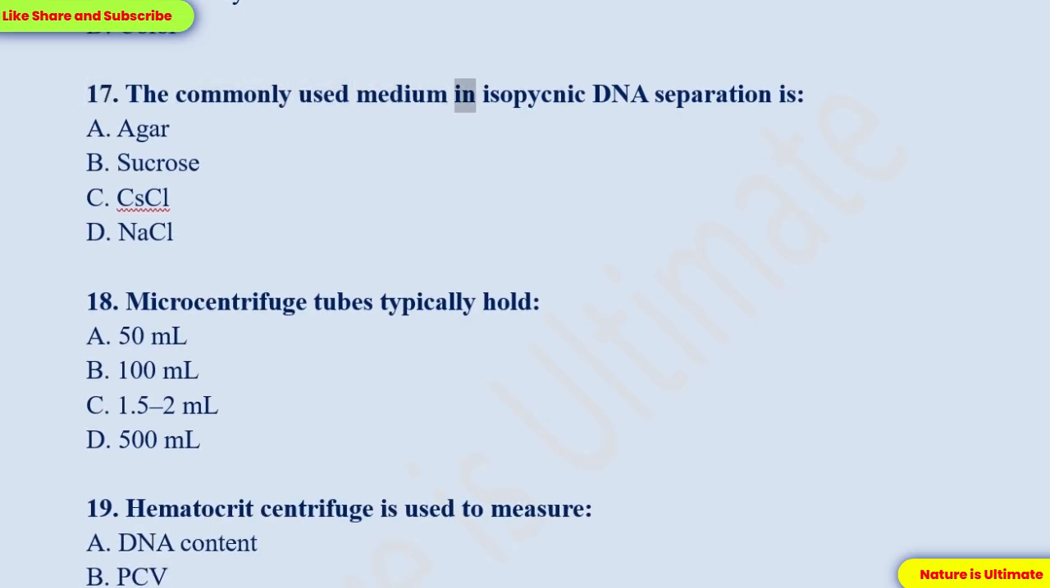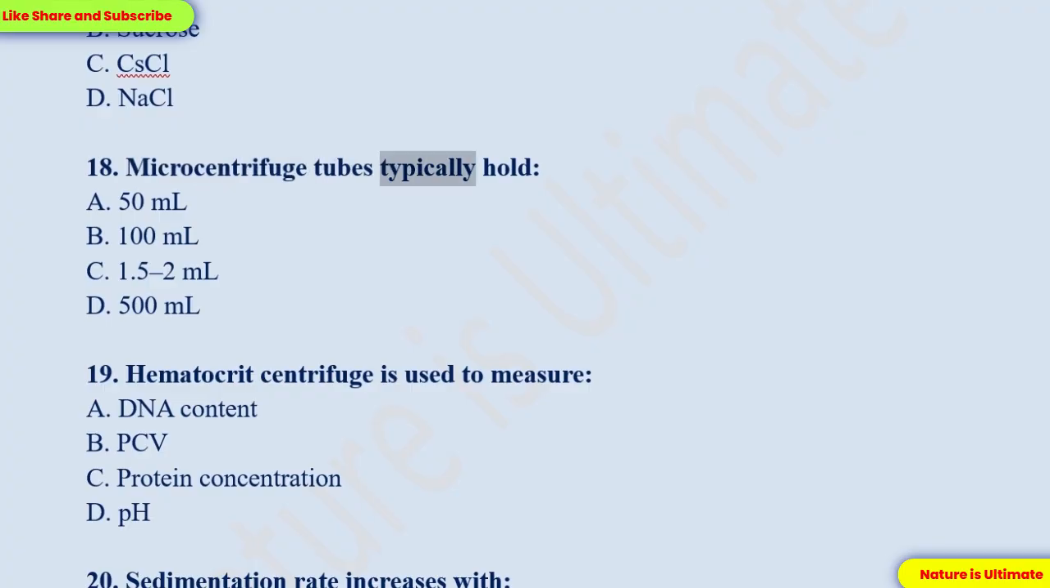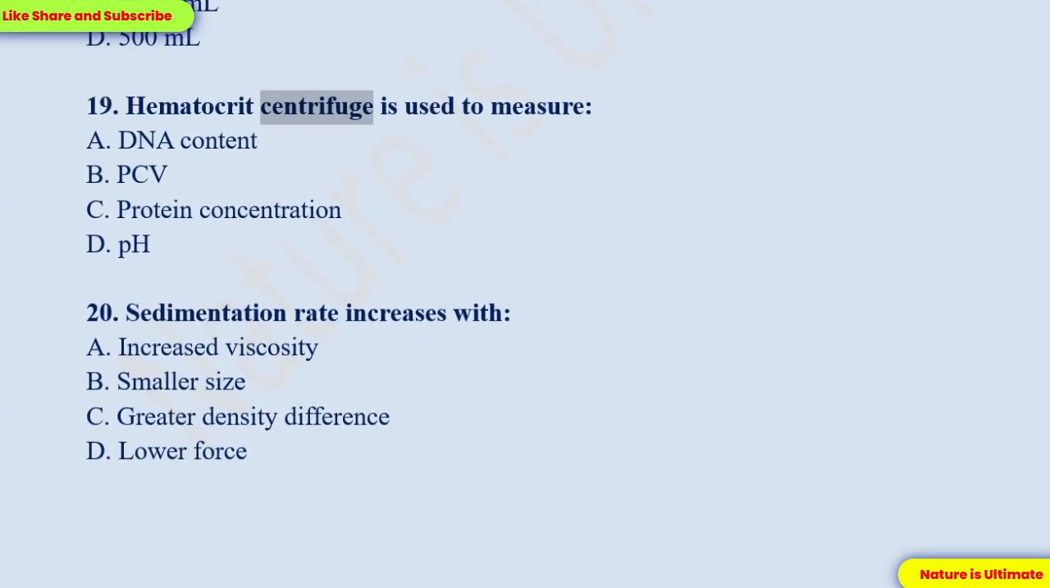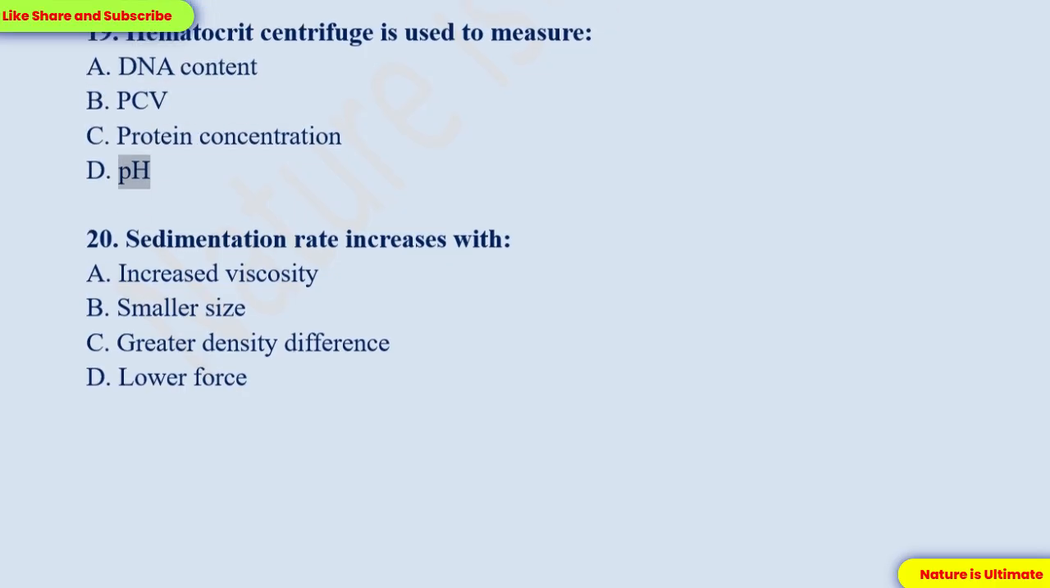17. The commonly used medium in isopycnic DNA separation is A. Agar. B. Sucrose. C. CsCl. D. NaCl. 18. Microcentrifuge tubes typically hold A. 50 ml. B. 100 ml. C. 1.5 to 2 ml. D. 500 ml. 19. Hematocrit centrifuge is used to measure A. DNA content. B. PCV. C. Protein concentration. D. pH.